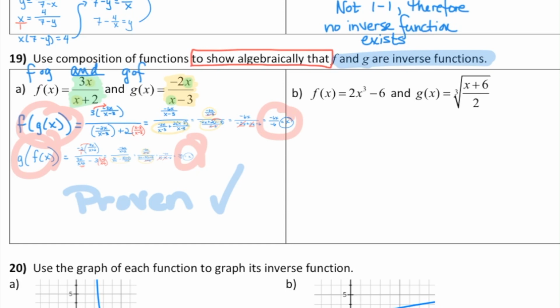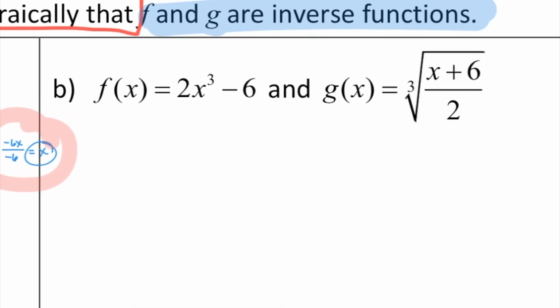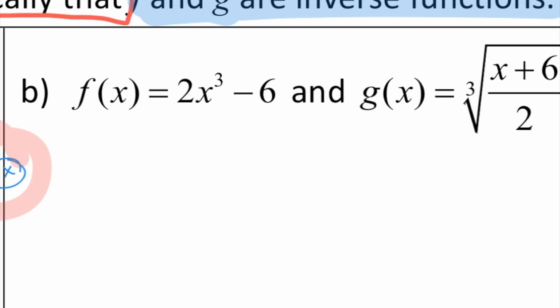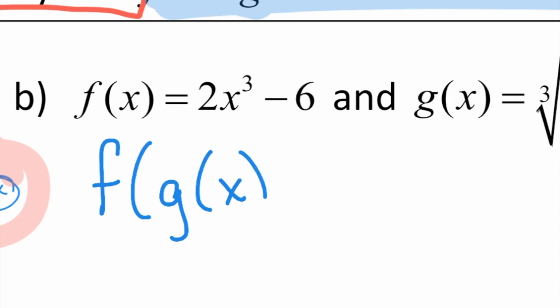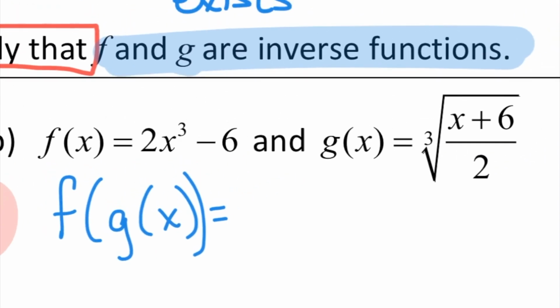And now I'm going to do that whole process again with all these cubes and cube root things over here. This is not going to be as hideous as part A because you don't have the complex fractions. So let's come over here, and I'll start with f of g of x. I have to have enough parentheses.